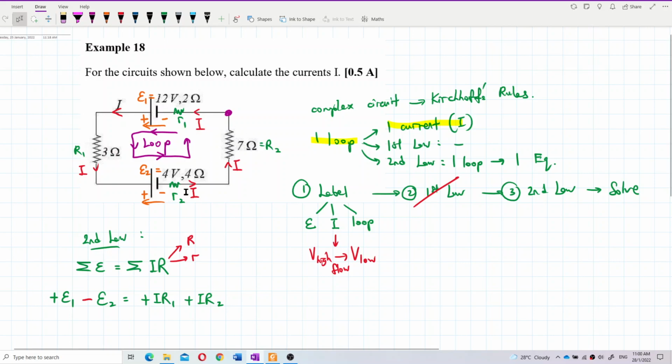Now internal resistance. Internal resistance of R1, also look at the current passing through. The current is in the same direction as the loop also, so this is also positive IR1. And then for resistor 2, the current passing through is to the right. The loop direction is also to the right. You see? Loop direction to the right, so it's the same direction, so it's also positive IR2.